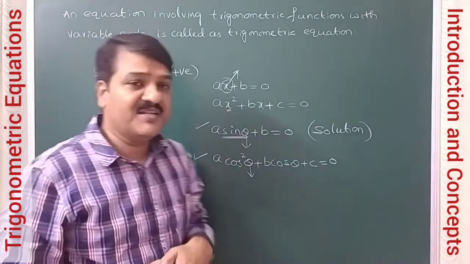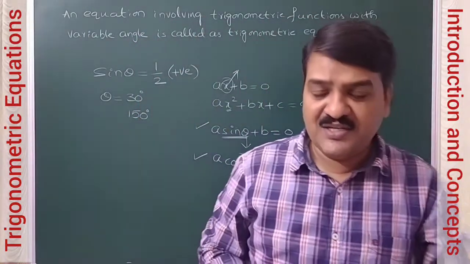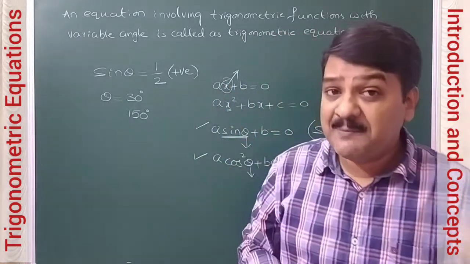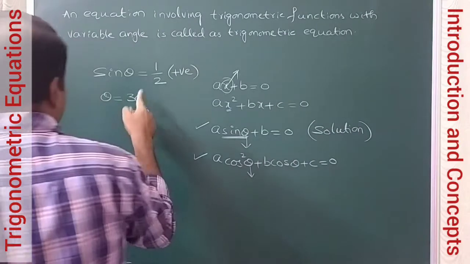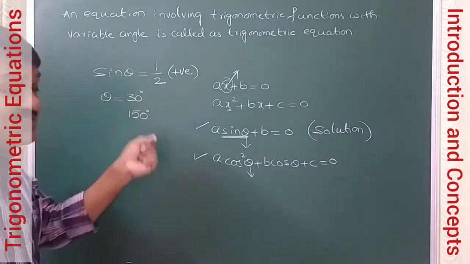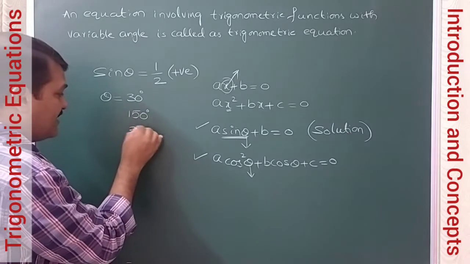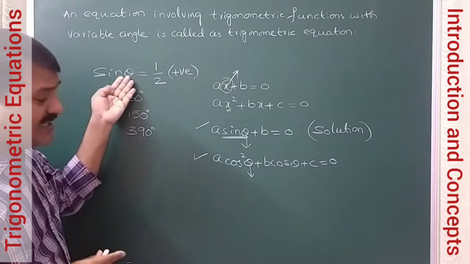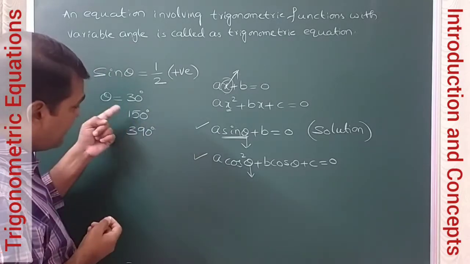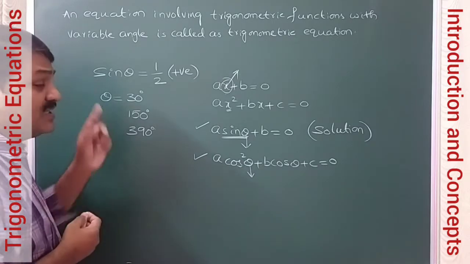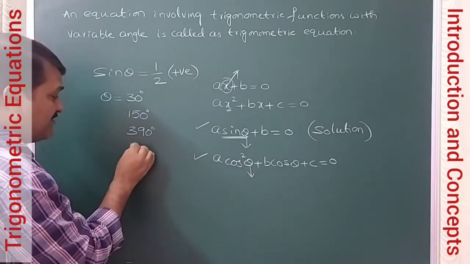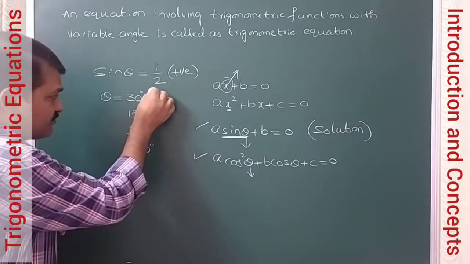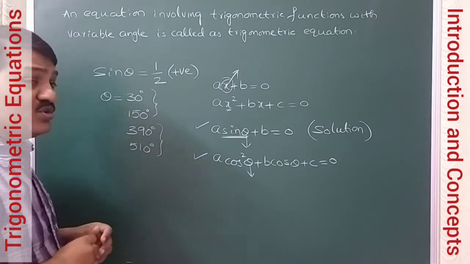And we know that trigonometric functions are cyclic functions. That is, for every 360 degrees or 2 pi radians, the function values repeat. If 30 degrees satisfies this equation, 360 plus 30, that is 390, also satisfies the equation, because sine of 360 plus 30 is sine 30 only. If 150 satisfies this equation, 360 plus 150, that means 510 degrees, also satisfies the equation. Now this is another set of two solutions.